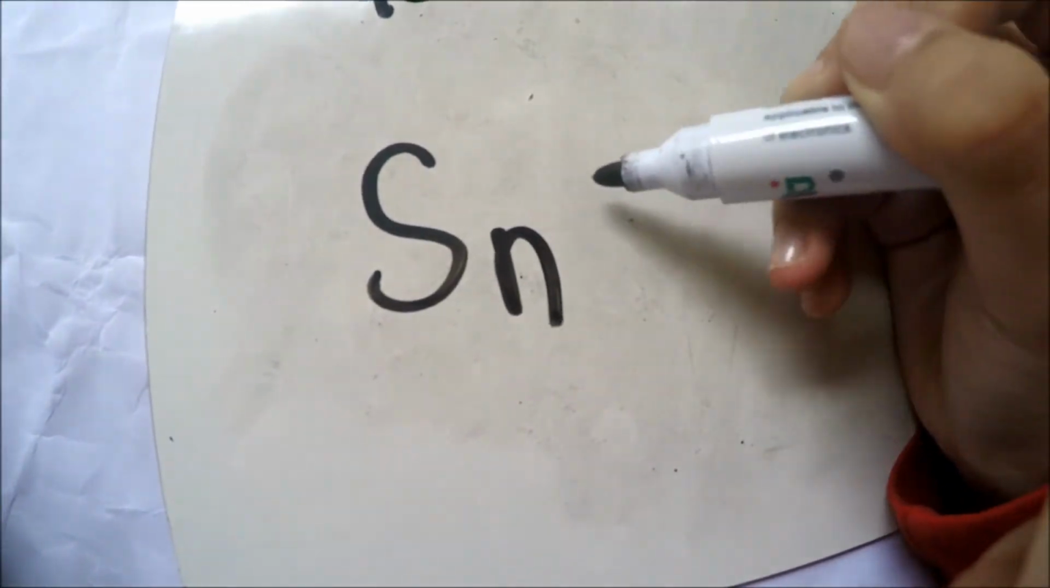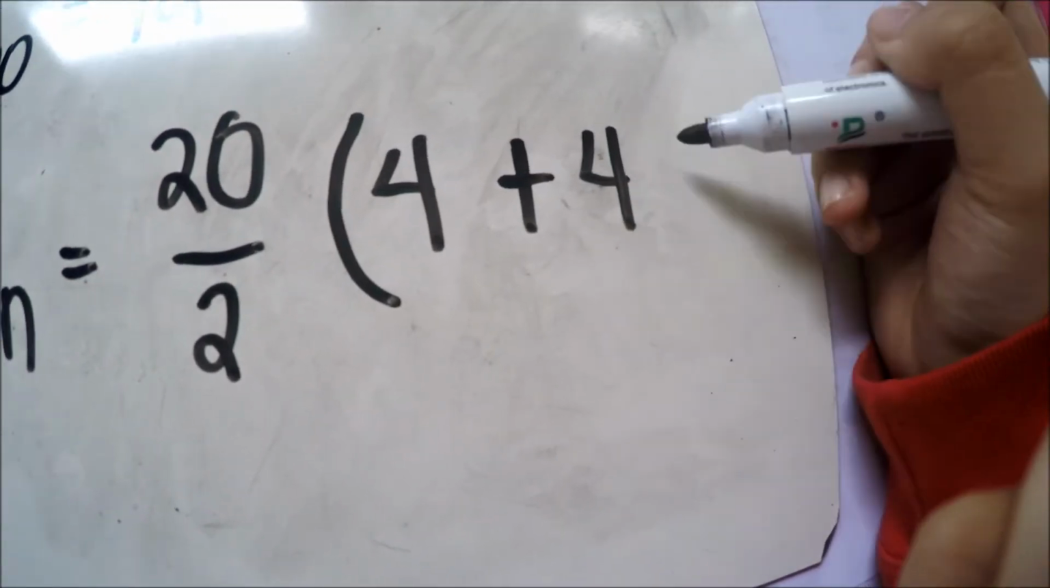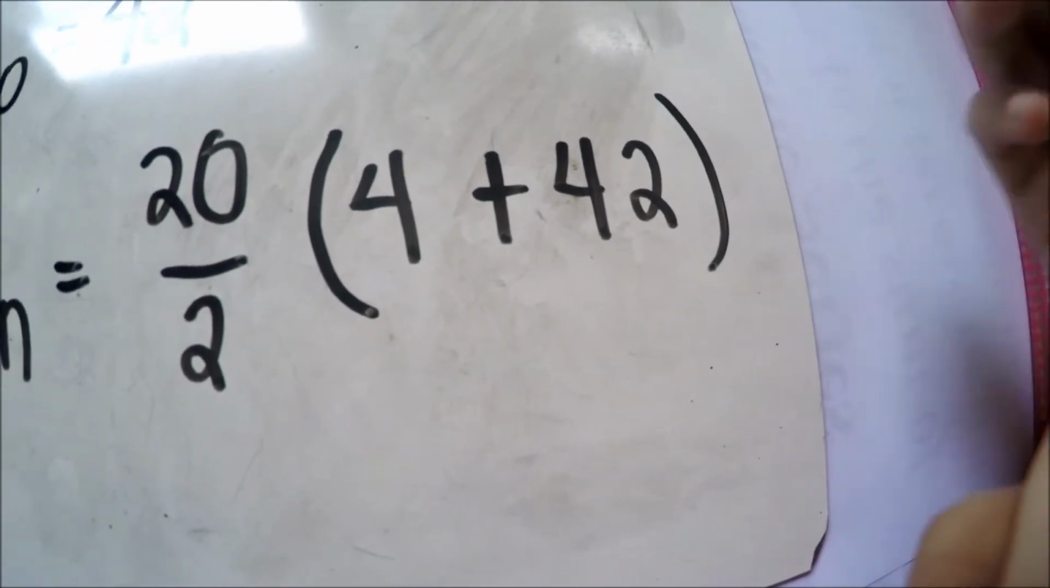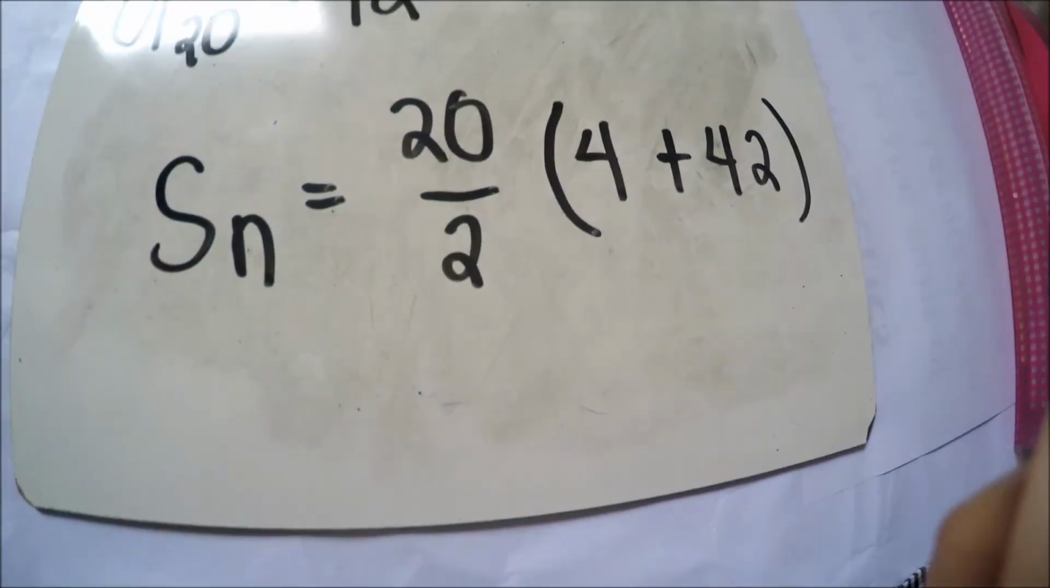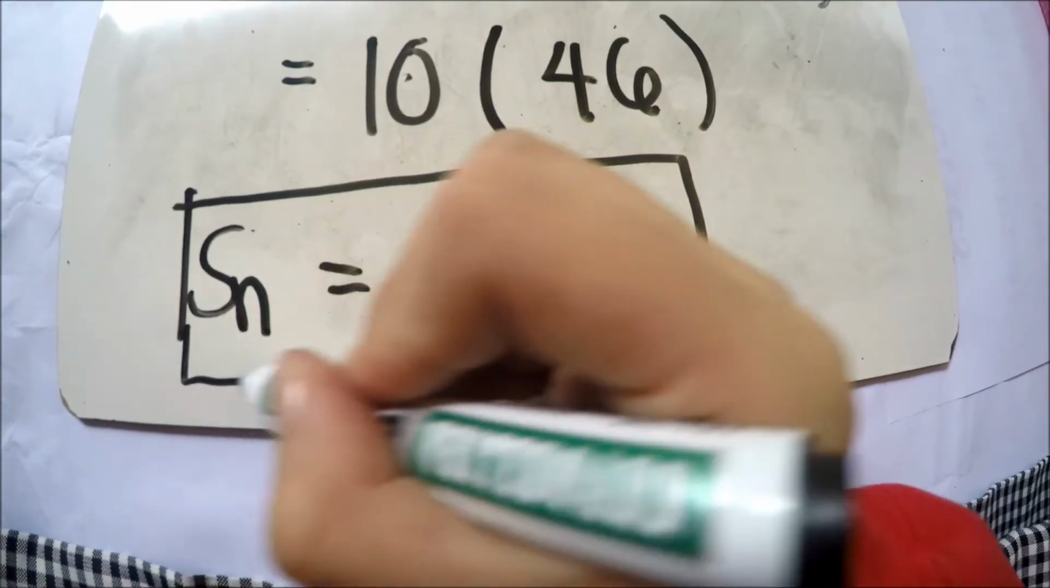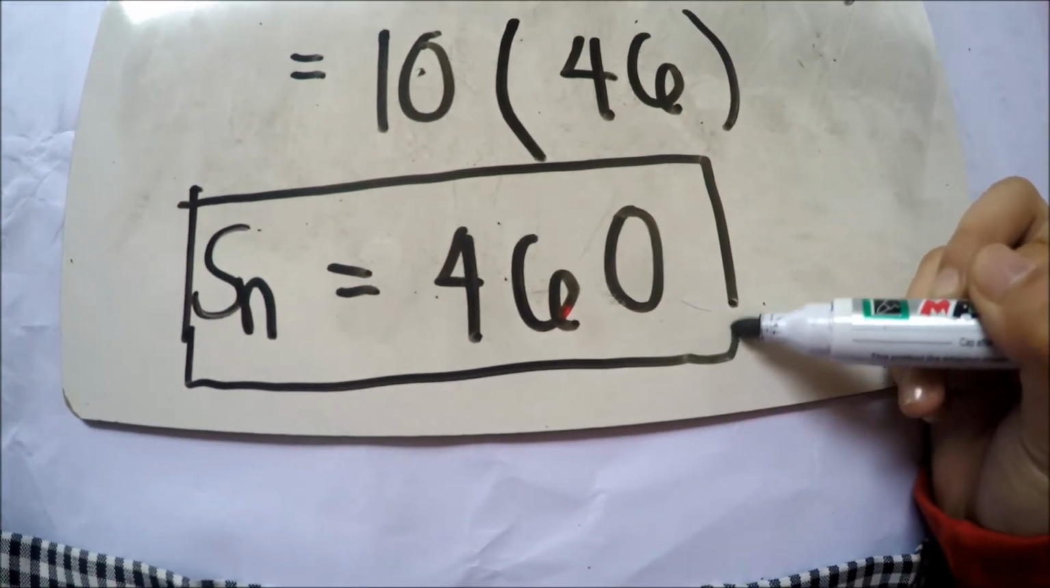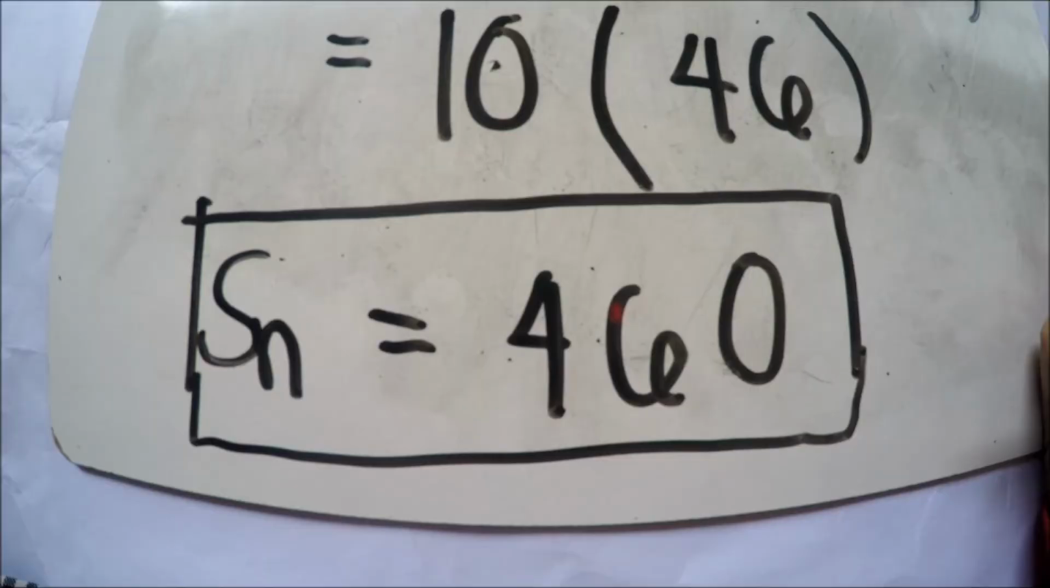Now that you're provided with the last term, you can proceed to the real formula. Again, input the given terms first: 20 as the number of terms, 4 as the first term, and 42 as the last term. If the denominator is divisible by the numerator, you can divide them already. That's why I got 10, and I just added the numbers inside the parentheses, and so I got 46. For the last step, you just gotta multiply 10 by 46, and you'll get 460. Now that's your S sub n already.